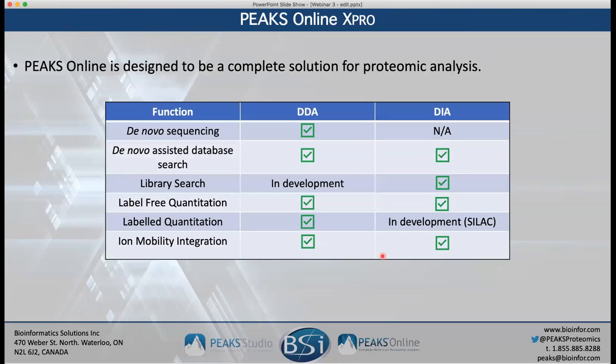PEAKS Online is really designed to be a complete solution for proteomic analysis. This can include data-dependent acquisition derived data, as well as data-independent acquisition derived data. In terms of de novo sequencing, we can do this from DDA data in PEAKS Online, as well as database search. For DIA, it primarily focuses on the library search algorithm, although we are developing a DDA based library search as well, just to make things even faster than they already are.